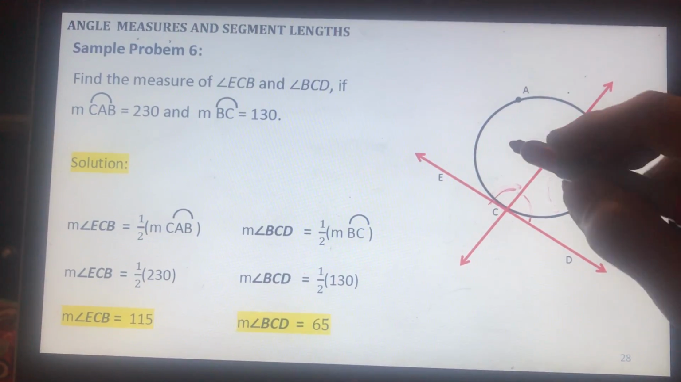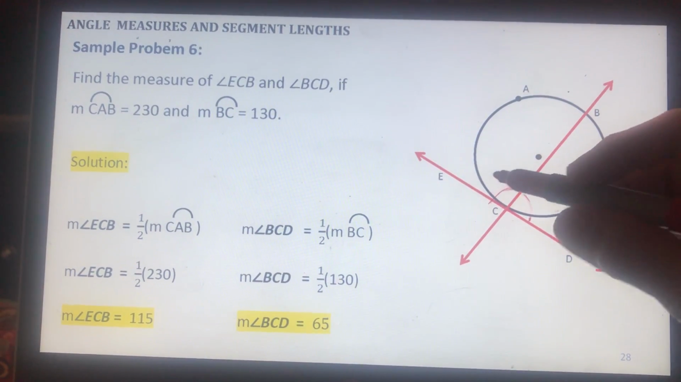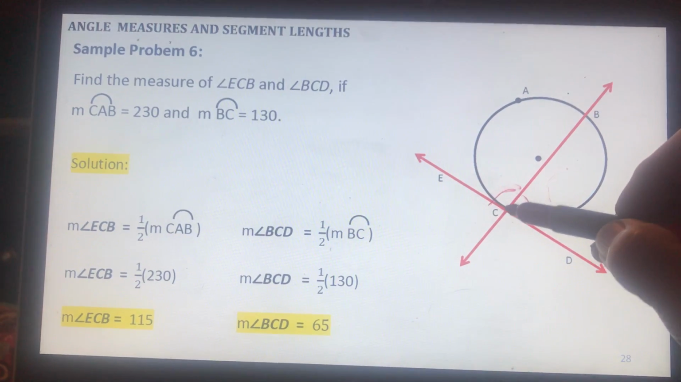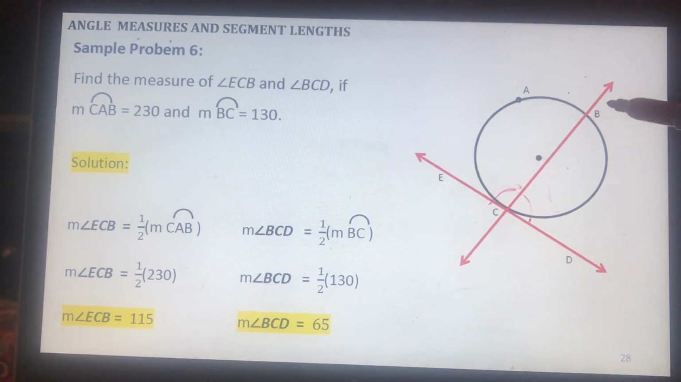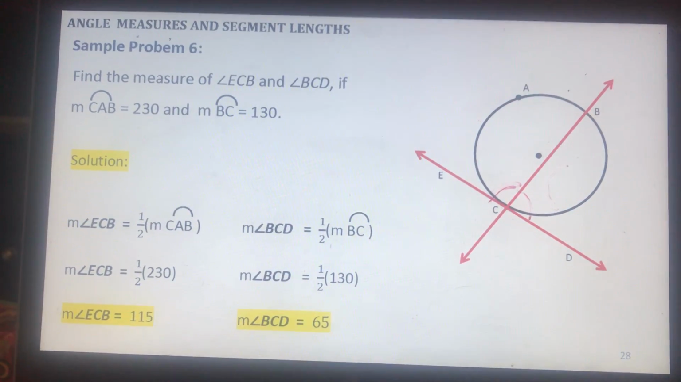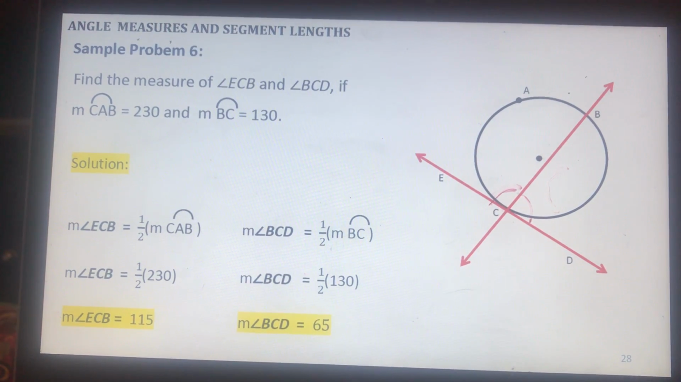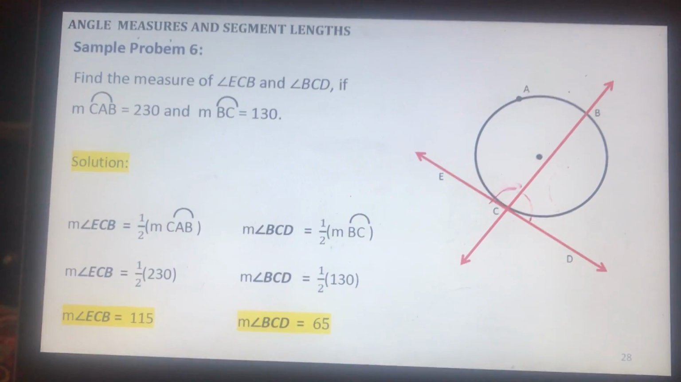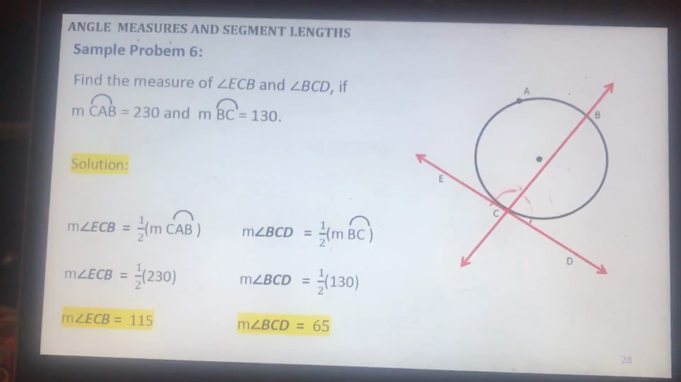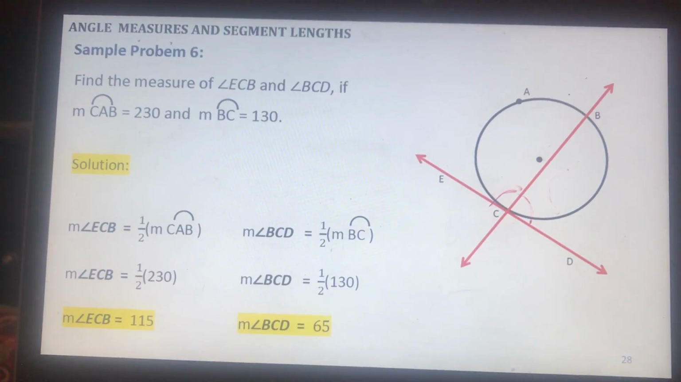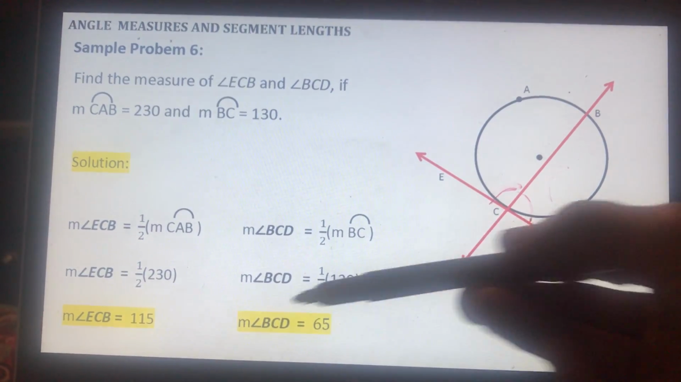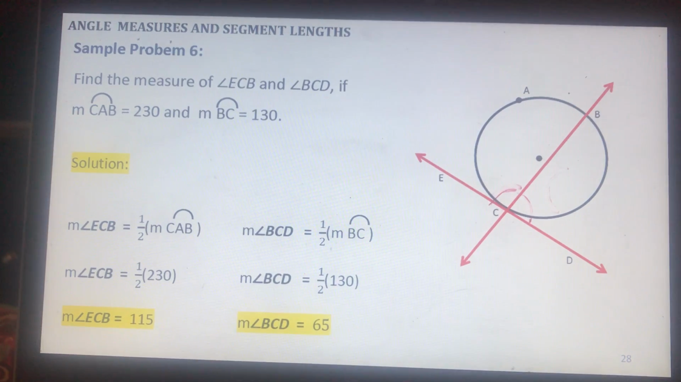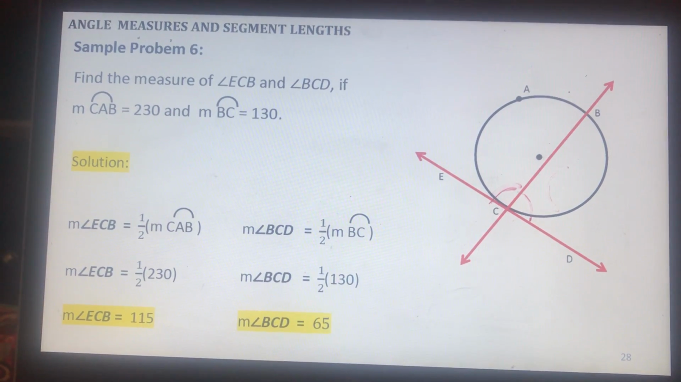Notice also, very important for you to know, that angles ECB and BCD both form a linear pair. And what do we know about linear pairs? We know that linear pairs are going to be supplementary angles. So that means that the sum of their measures is going to be equal to what? To 180 degrees. Notice here that 115 plus 65 is going to be equal to 180.